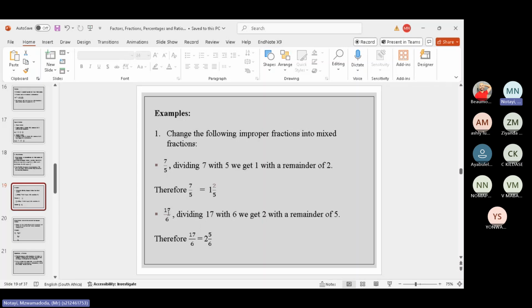So 17/6, if we divide 17 by 6, we get 2. That is, there are two 6's in 17, and then the remainder is 5. Therefore, 17/6 is equal to 2 5/6.